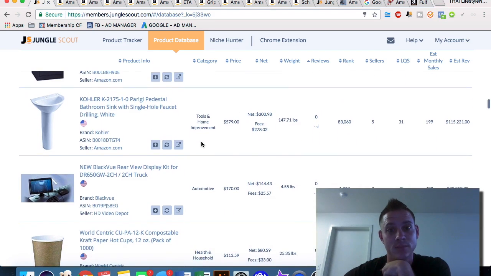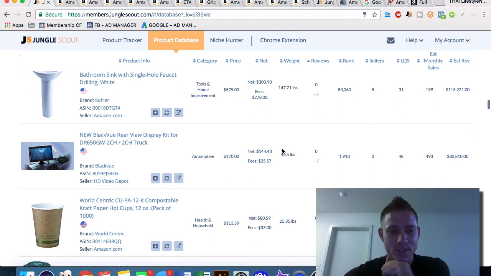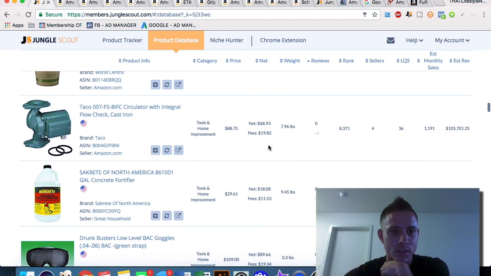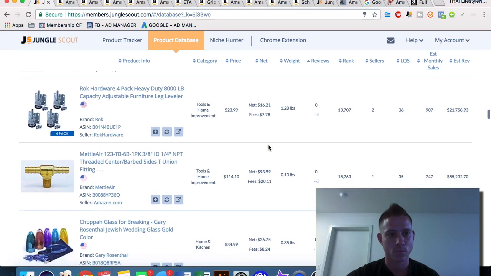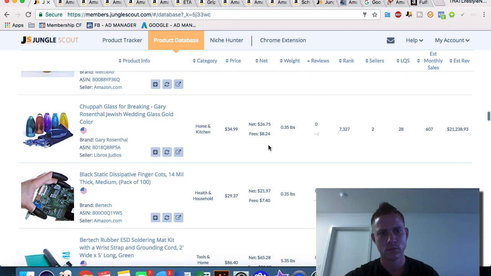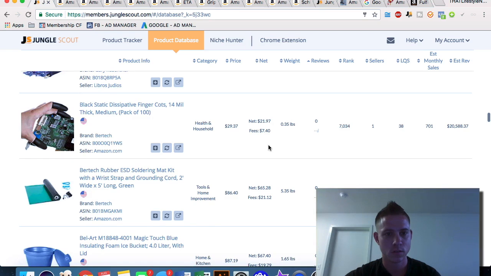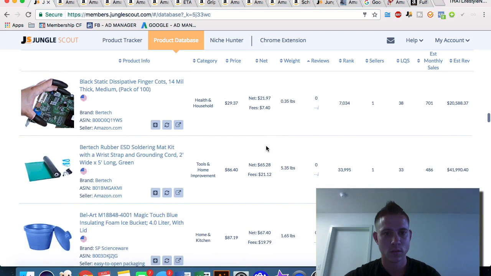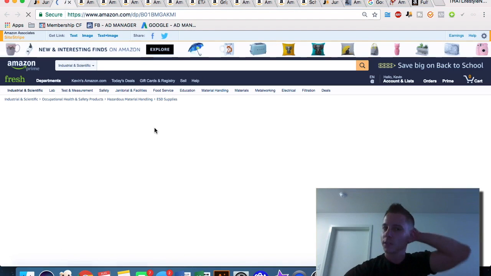Bathroom sink. Who's buying a bathroom sink for $600 off Amazon? Apparently a lot of people actually, so maybe I should shut up. Circulator with integral flow. Chupa glass for braking. Gary Rosenthal. Soldering mat kit with wrist strap and grounding cord. All right, let's take a look.